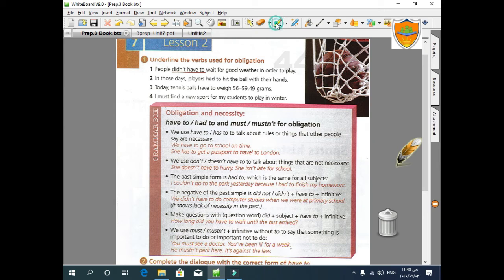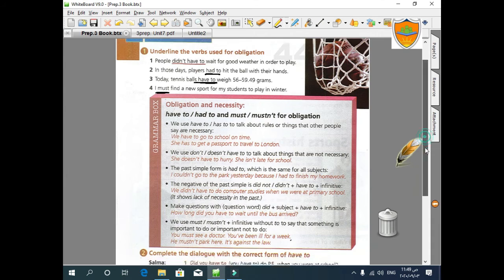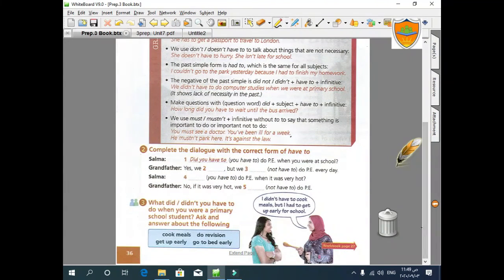In those days, players had to hit the ball with their hands. Number 3, today tennis balls have to weigh, have to. Number 4, I must find a new sport. I must find a new sport for my students to play in winter. And this is the discussion and explanation.